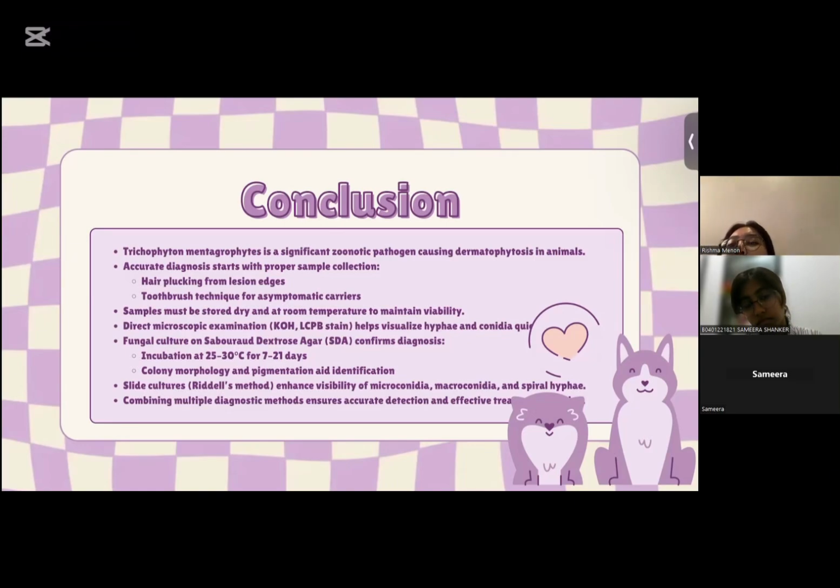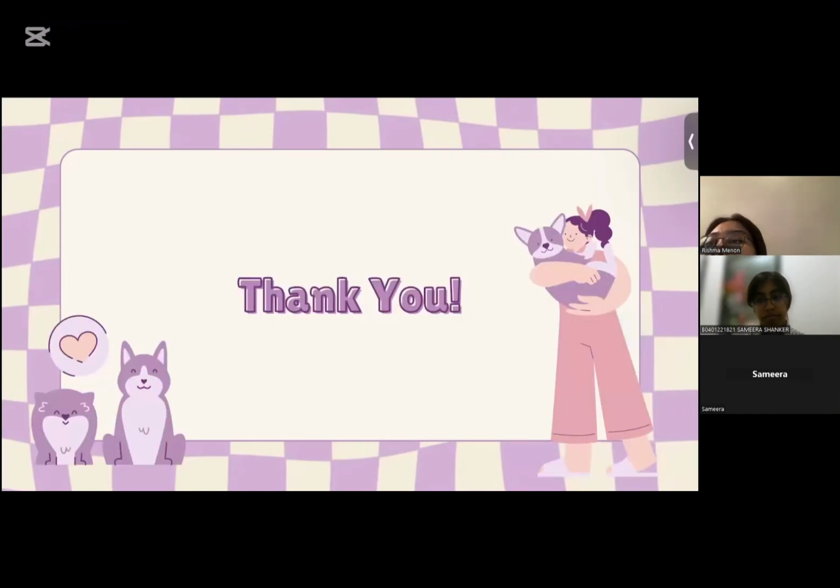Fungal culture on Sabouraud dextrose agar confirms the diagnosis, with incubation at 25 to 30 Celsius for 7 to 21 days. Then we can observe colony morphology and pigmentation for identification. Slide cultures using Riddell's method enhance visibility of macroconidia and spiral hyphae. Combining multiple diagnostic methods ensures accurate detection and effective treatment. That's all from us, Group 7.